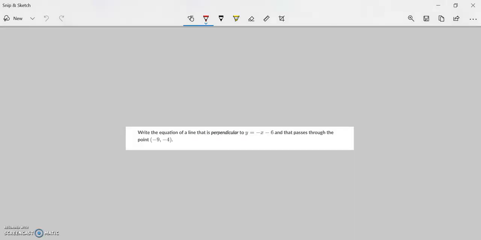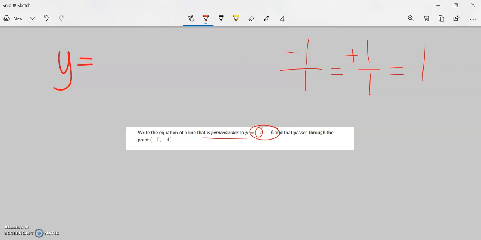Okay, so in this question, we're trying to find a line that's perpendicular to this. So we're looking at the slope only, which is -1, or -1/1. And the perpendicular line is reciprocal, which is 1/1, and a different sign. So it's positive instead of negative. So we need a slope of 1. So y equals 1x, and what we need to determine is what our b is.